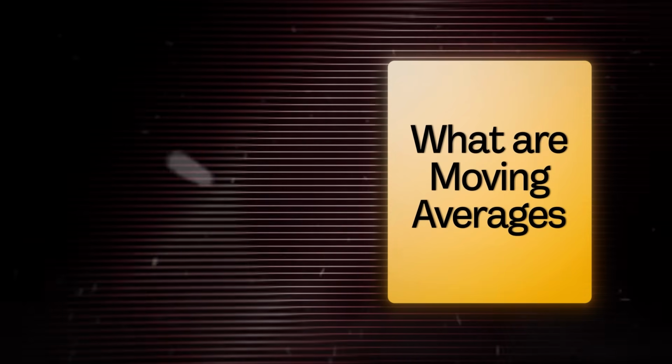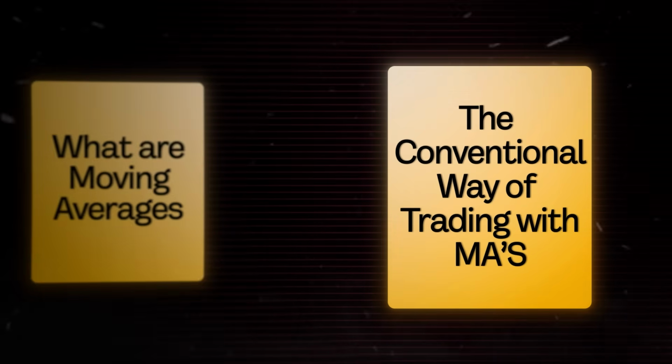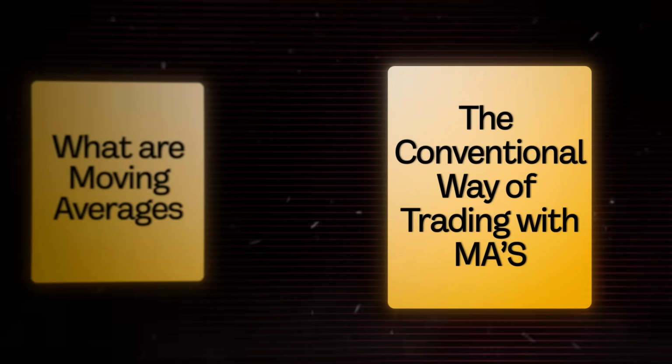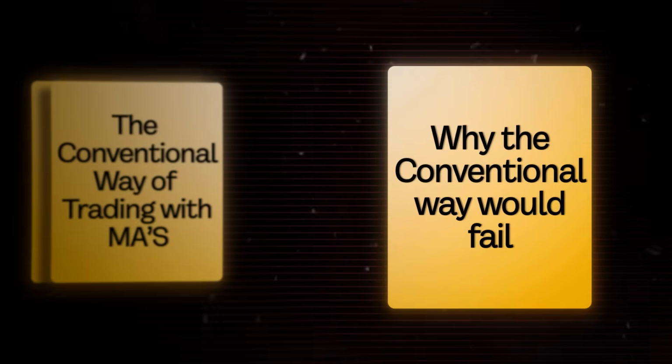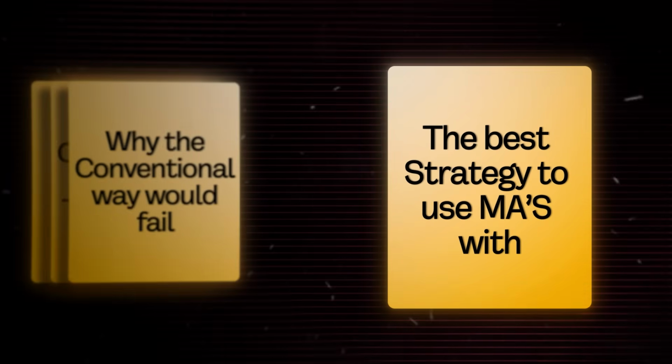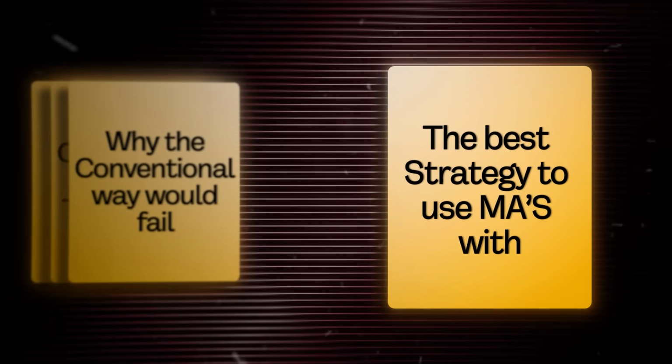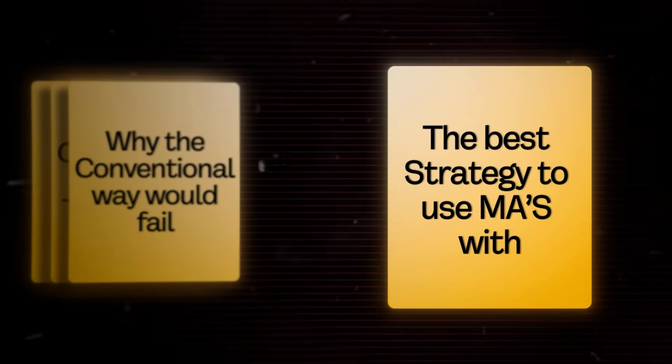So there's four main topics that we will be covering in this video. The first one being what are moving averages. The second one, the conventional way of trading with moving averages. The third one being why the conventional way would fail. And the fourth one being the best strategy to use MAs with. So let's get right on into it.